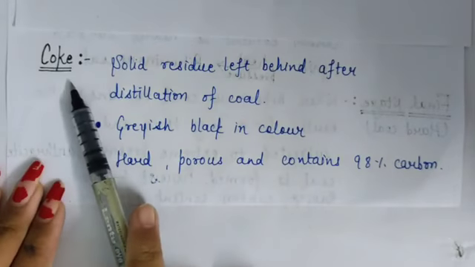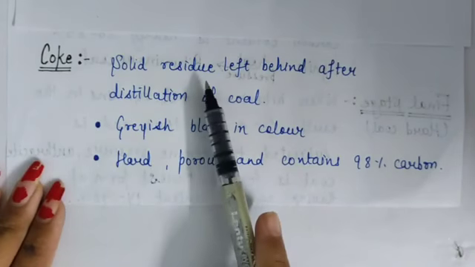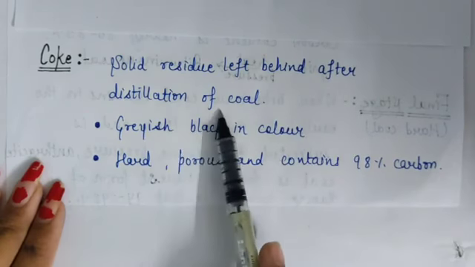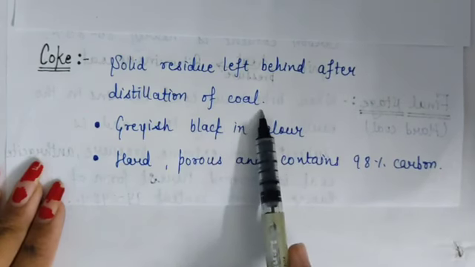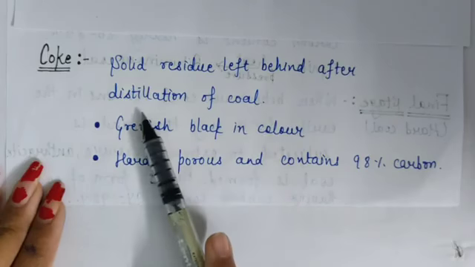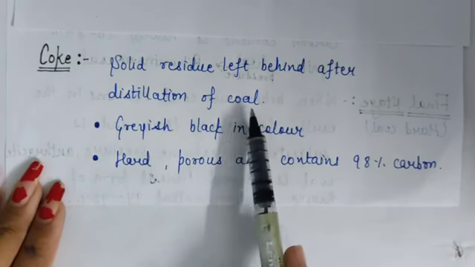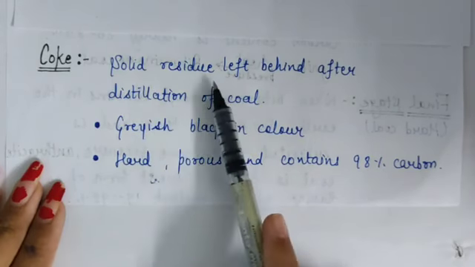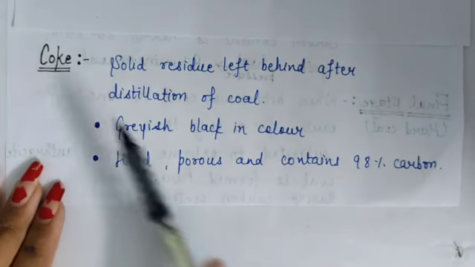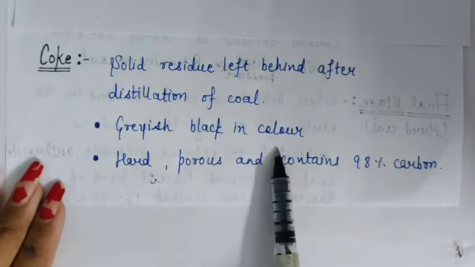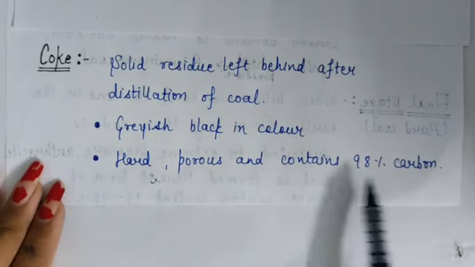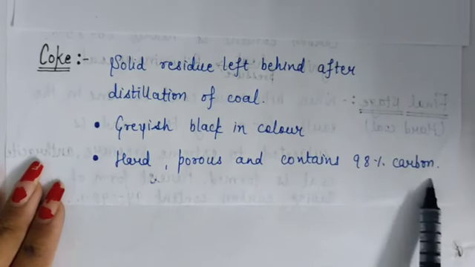First is coke. What is coke? The solid residue left behind after distillation of coal is called coke. On doing distillation of coal, some residue is left behind, and that solid residue is called coke. It is grayish black in color and is not as shiny as coal. Okay, and it is hard, porous and contains 98% carbon.